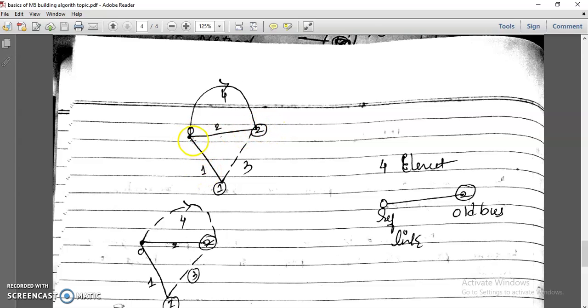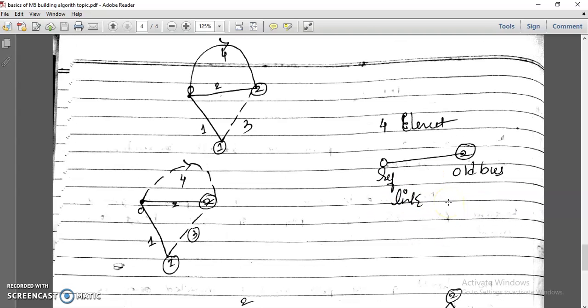Okay, now this network is already over. 0 is used, 2 is used, 1 is used. So now what does this act as? Type 4. The fourth element is in between 0 and 2, that is reference bus and old bus. Already 2 has been used. Reference bus and old bus, it is nothing but a link.